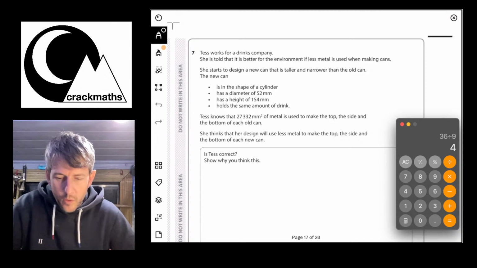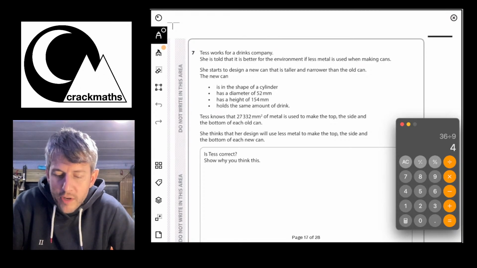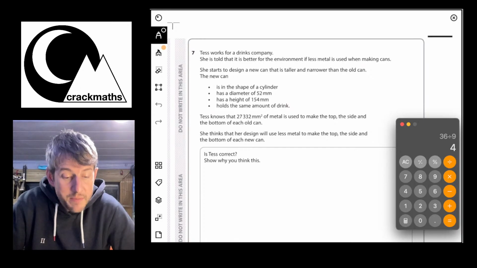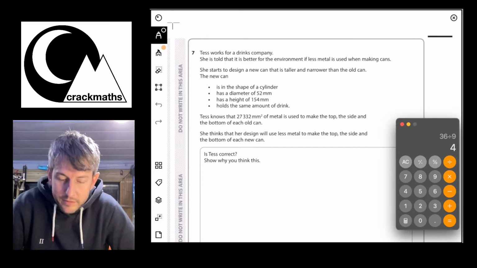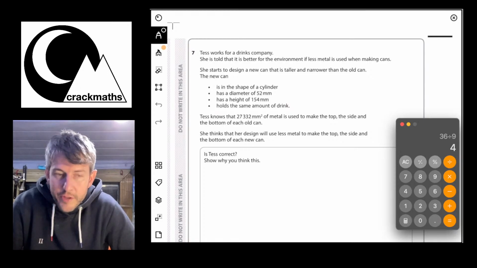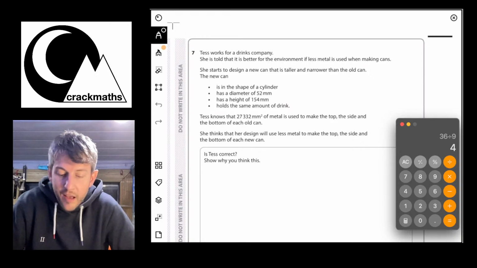Okay, right. Tess works for a drinks company. She is told that it is better for the environment if less metal is used when making cans. She starts to design a new can that is taller and narrower than the old can. The new can is in the shape of a cylinder. It has a diameter of 52 millimeters, has a height of 154 millimeters, and holds the same amount of drink.